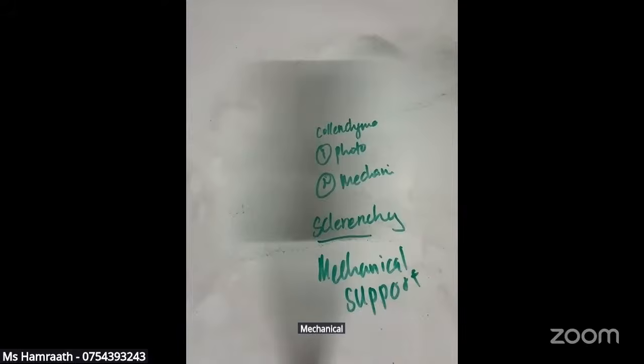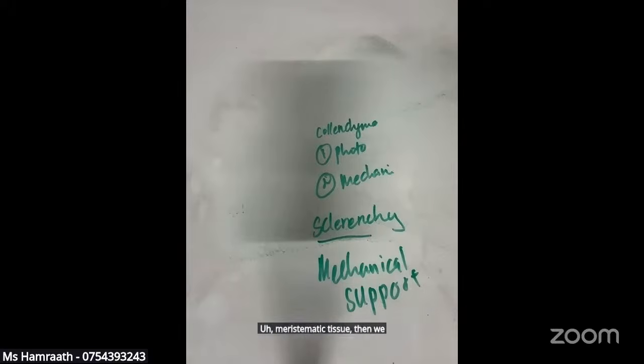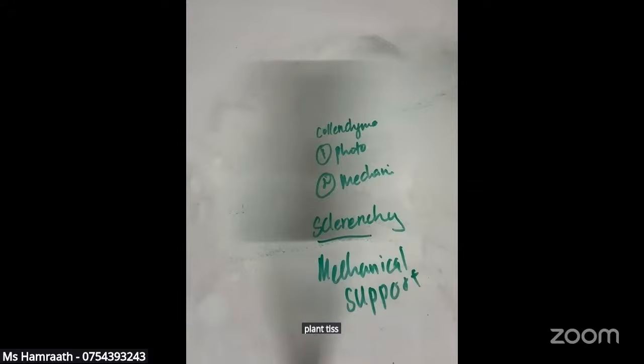So what did we learn today? Today we learned what tissue is and we learned the types of tissue in plant tissue. Then we studied the meristematic tissue. Then we studied one type of the permanent tissue. So almost we are going to complete the plant tissue. So let's stop from here.